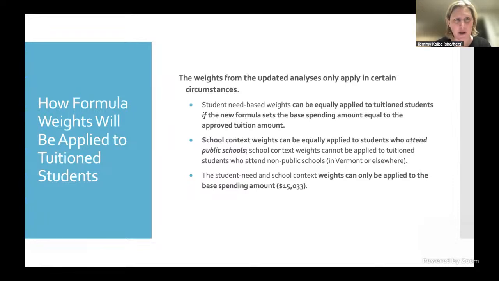All I'm trying to do here is highlight how the numbers we calculated can and cannot be used, and where we've identified some potential friction between the policies as is and the policy that would be.